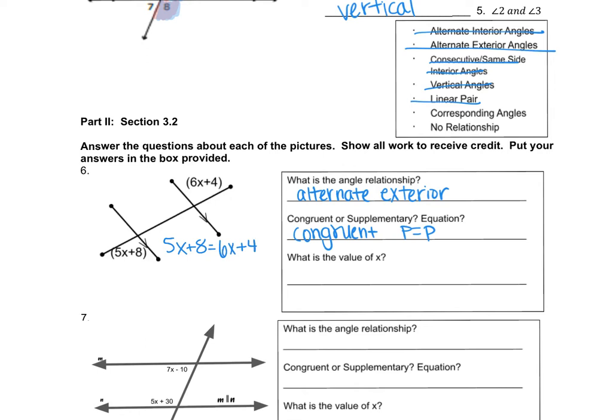We always want to start by moving the smallest x, which is the 5x here. Right now it's positive, so we need to subtract it on both sides. 5x minus 5x makes 0. We can cancel that out, bring down the 8. 6x minus 5x makes 1x, and bring down the plus 4. And then our last step here, to get x by itself, we need to move that 4. We're going to do the opposite, so we're going to subtract 4 on both sides. 8 minus 4 is 4. Bring down your x, and the 4's cancel out. So x is going to equal 4 on this problem.